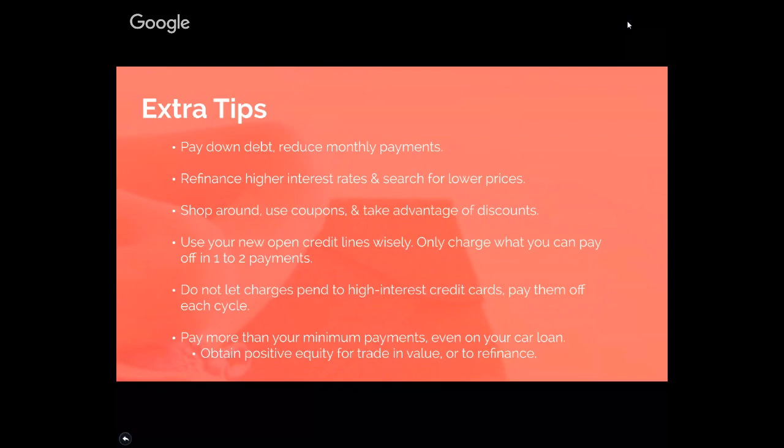Use your new open credit lines wisely. Only charge what you can pay off in 1 to 2 payments. This is for 0% or low interest cards. Like Best Buy, they give you 12 months, 0% interest. Okay, take advantage of it. Take the entire 12 months, but make sure you know that you're going to pay whatever that amount was within those 12 months so that you do not incur any of the interest that comes with that.